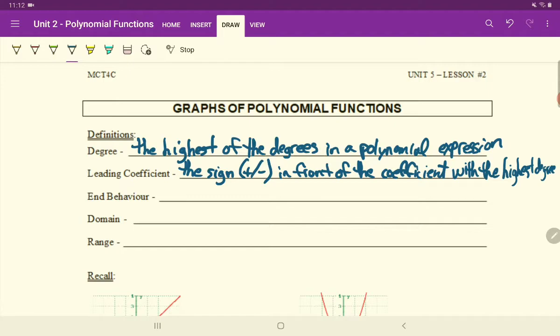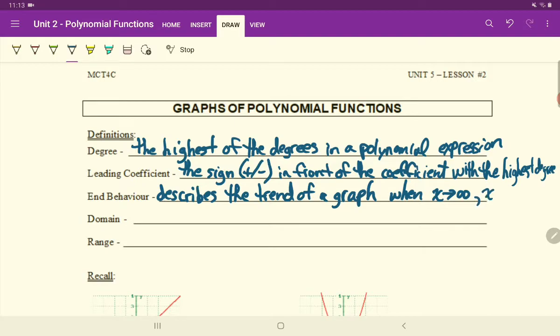The end behavior, if we were to define it quite simply, describes the trend of a graph when you look to the right and when you look to the left. I like to say that it describes the trend of a graph when looking to the right, or when x approaches infinity, and then looking to the left when x approaches negative infinity. So what happens to y when that occurs?